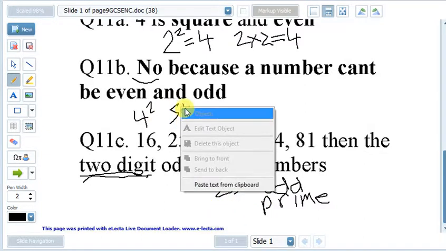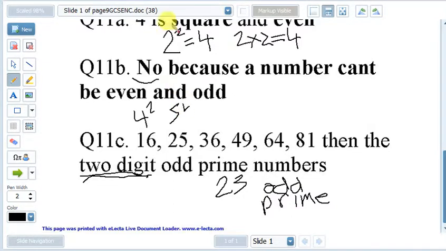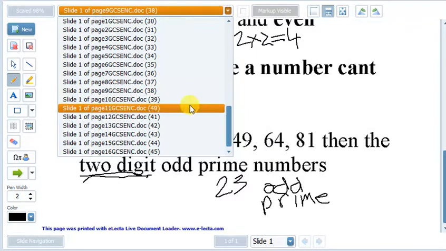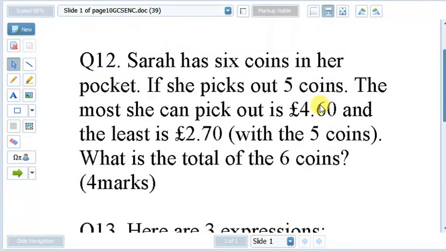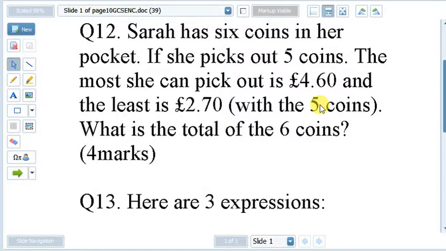Okay, so we're now on to question 12. And this is the start of the 4-mark questions, really. Sarah has 6 coins in her pocket. If she picks out 5 coins, the most she can pick out is £4.60, and the least she can pick out is £2.70, and that's with 5 out of the 6 coins. What is the total of the 6 coins? That's 4 marks, so there's a lot of marks there. There's at least 3 marks for working out.